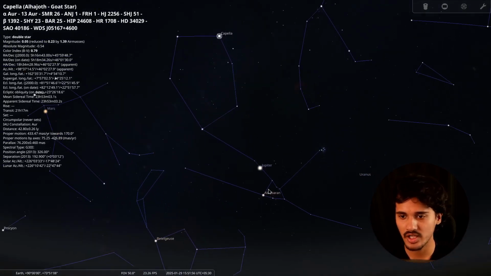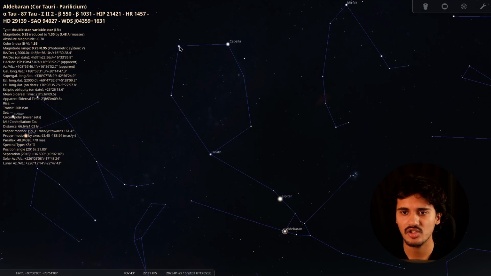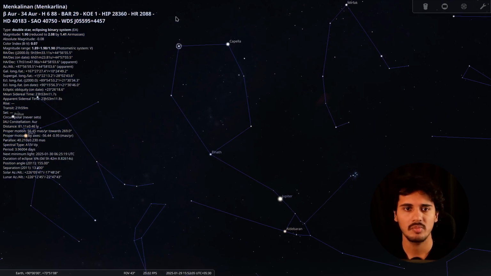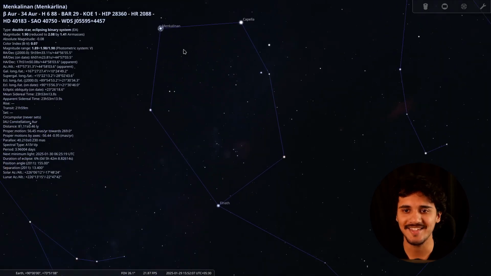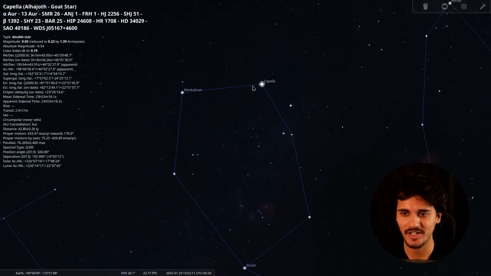So beta Auriga would probably be Aldebaran. Let's see. Yeah. Oh, okay, this is Taurus. This is another constellation entirely. So maybe this is beta. Yeah, this Menkalinan is beta Auriga, which is the second brightest star in the constellation of Auriga, and alpha Auriga is the first one.